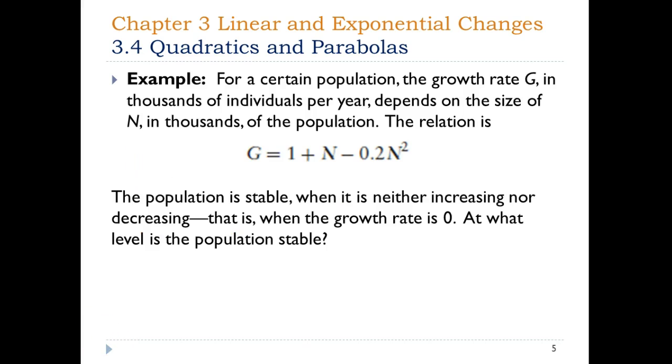For a certain population, the growth rate g, in thousands of individuals per year, depends on the size n, in thousands, of the population. The relation is g equals 1 plus n minus 2/10 n squared. The population is stable when it is neither increasing nor decreasing, that is, when the growth rate is 0. At what level is the population stable?